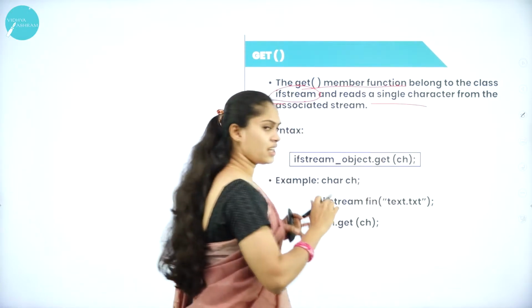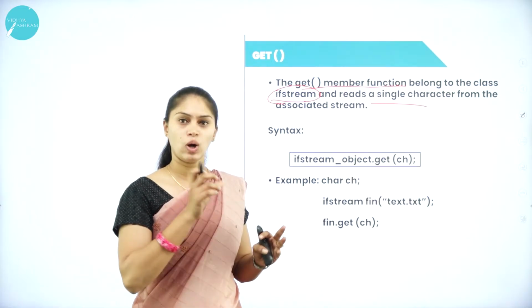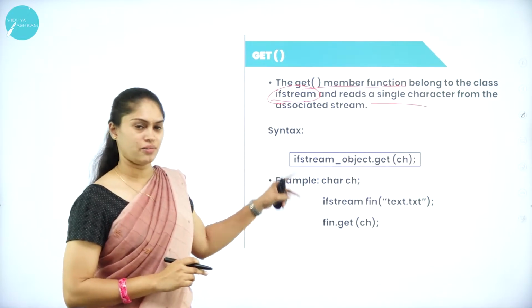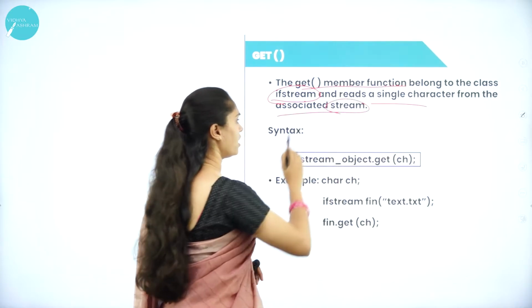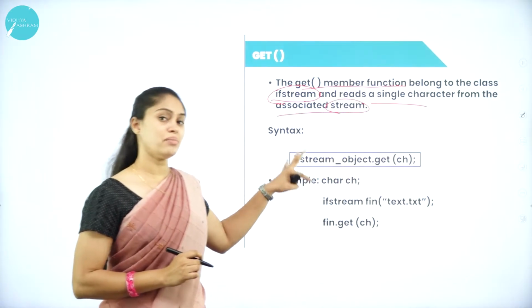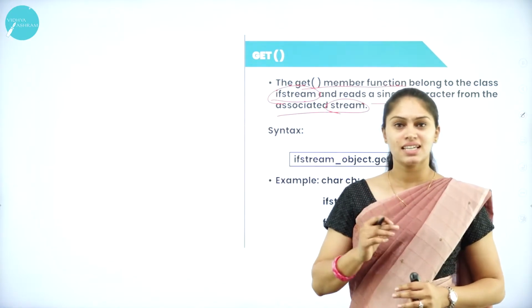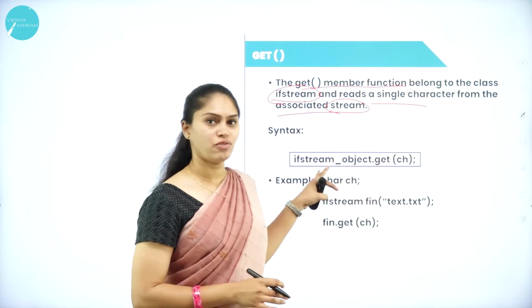Is it reading a whole file? No. Is it reading a complete line? No. So what is it reading? It is reading a single character. Getting? It reads a single character from the associated stream. From the stream, it will take the input as a single character. Then what is the syntax for this get function?